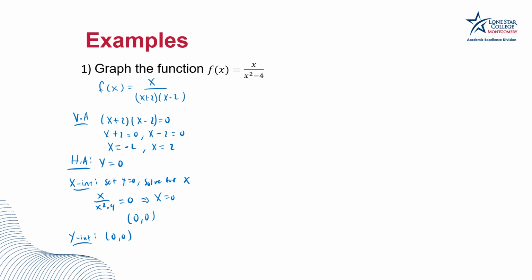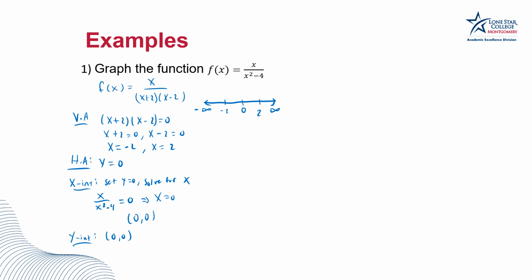Now what we do is figure out the behavior on each interval of our function. To do so, we draw a number line. We know on the very left of our number line is negative infinity, and the very right is positive infinity. Then we plot our vertical asymptotes, which are negative 2 and positive 2, and we plot our x-intercept at 0.